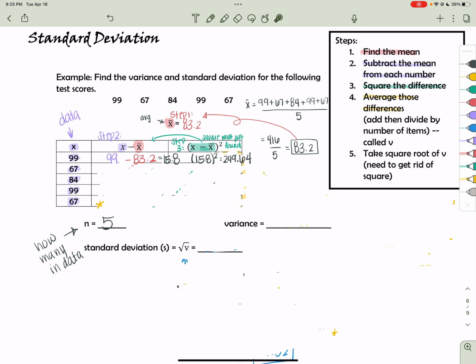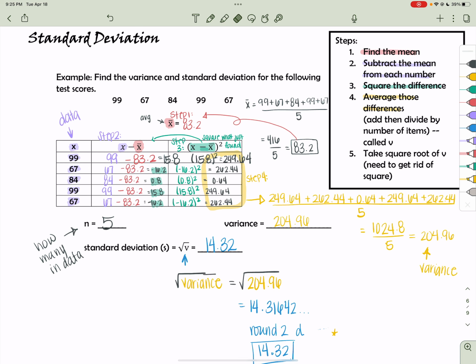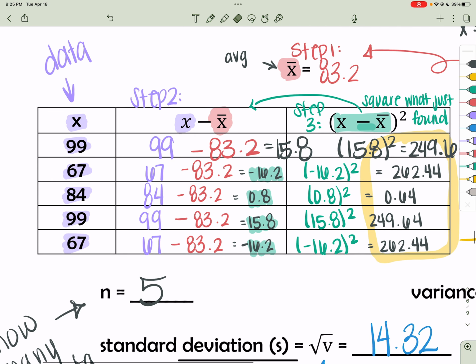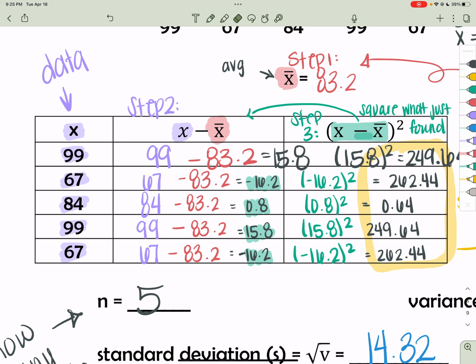All right, so what I want you to do is pause the video, finish out the rest of this table, and then resume and check with mine. All right, so with your table, you should have gotten this. So check all of those. Pause the video again. Check all of those numbers.